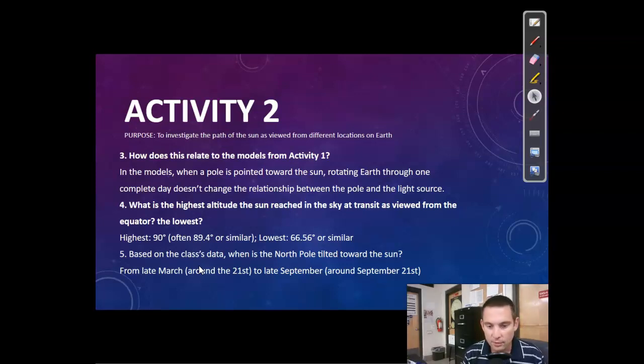Based on our class data, when was the North Pole tilted towards the sun? That happens from late March to late September. Summertime, right? This, coincidentally, happens when we are farther from the sun. So when we're farthest from the sun, the Earth is going to be tilted towards the sun.